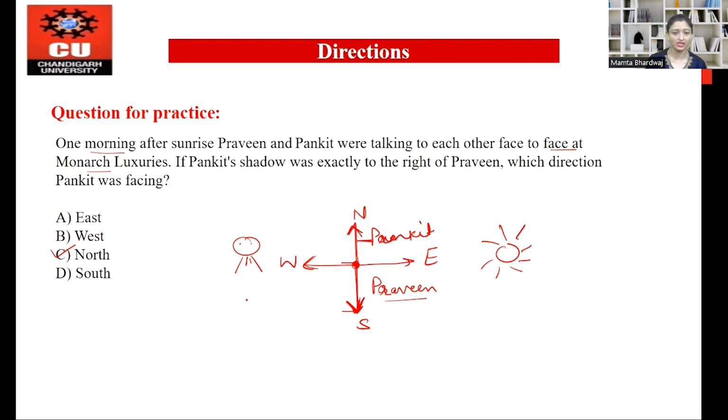As we have already discussed, the person who is facing south, his shadow will be on his right hand side. And the person who is facing north, his shadow will be in the left hand side, because shadow becomes in the west direction. So Pankit's shadow was exactly to the right hand side of Praveen. It means Pankit is standing this side, and Praveen is standing this side. Shadow of Pankit is on the right hand side of Praveen. It means Praveen is facing south and Pankit is facing north.